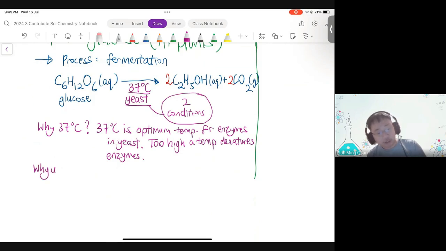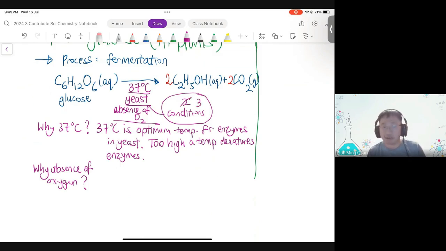This reaction requires absence of oxygen or air. So actually, this is one more condition to add on: absence of oxygen. So there are actually 3 conditions to be fair. Let's make it 3 conditions: 37 degrees Celsius, yeast, and absence of oxygen. So why must it be airtight and free of air? This is because oxygen can oxidize the ethanol.